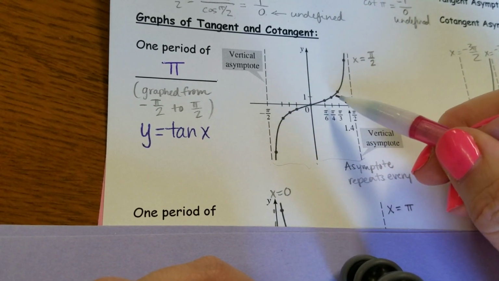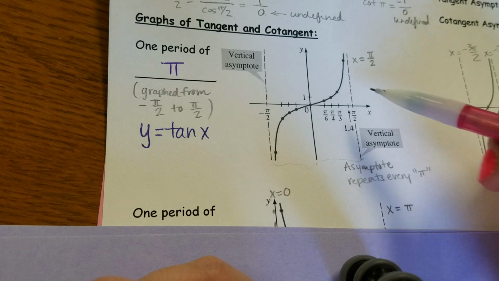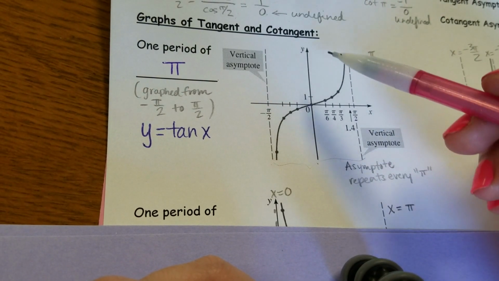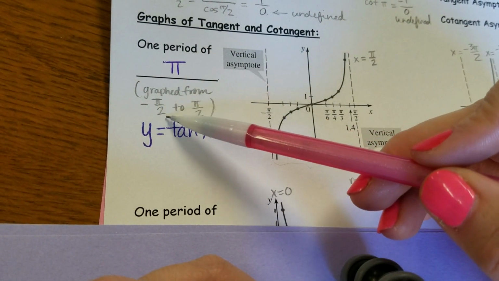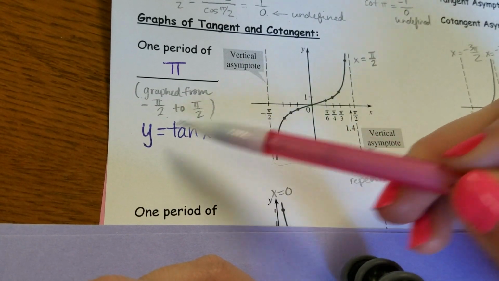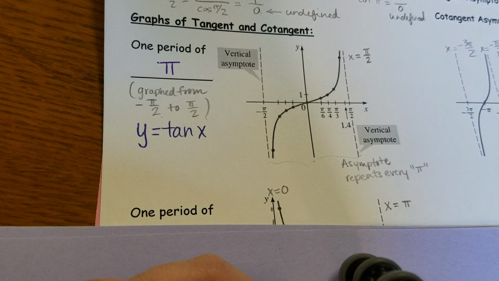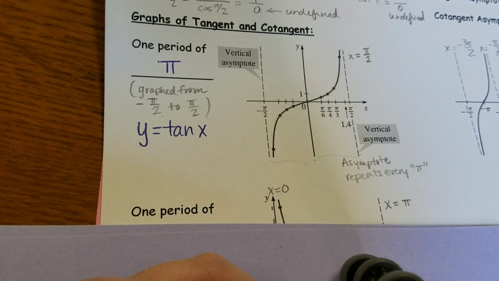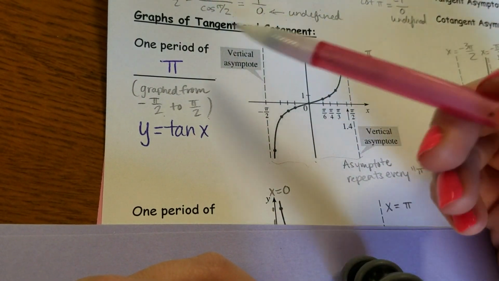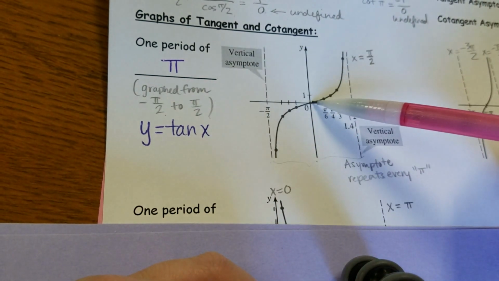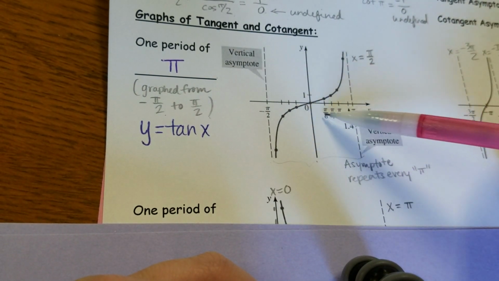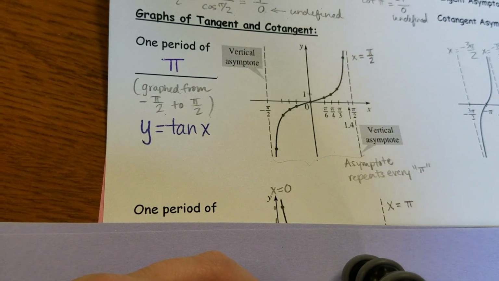So you'll have one cubic looking function for every period. This is graphed from negative pi over 2 to pi over 2, and this would just be the function y equals the tangent of x. Of course, if you have a negative here, it would flip this around and you would be going down from left to right.